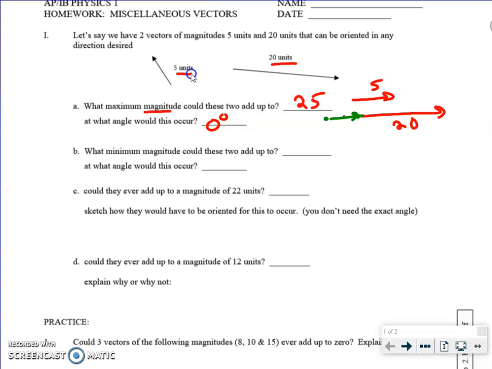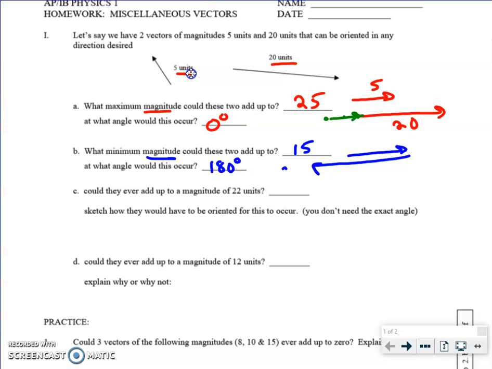Then we could ask, what's the minimum they could add up to? So the minimum is when they're in opposite directions. So one would be 20, the other would be -5, but the magnitude, I don't put a negative in there, would have to be 15. So that would be if one is pointing this way and the other is pointing the opposite way, or I could draw the other one that way. It doesn't really matter. Key question though, what angle is between them? It's not going to be 0 because 0 gives us a maximum. So if I draw the 5 like that and then put the 20 on top of it like that, the angle between them, because they're anti-parallel, opposite directions, is 180 degrees.